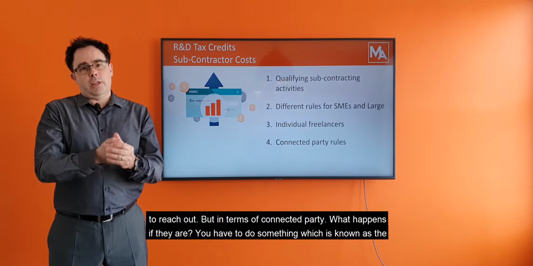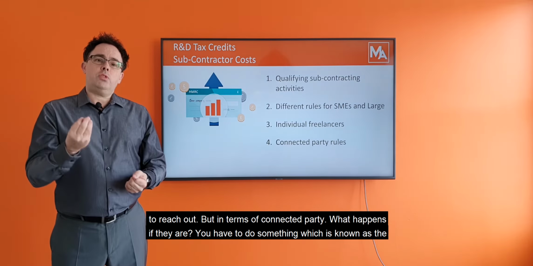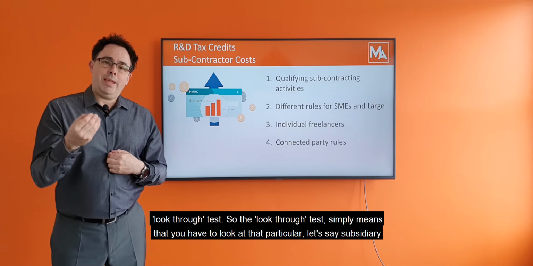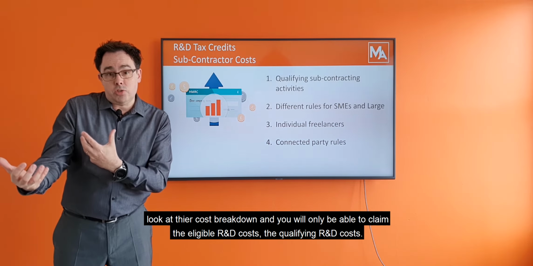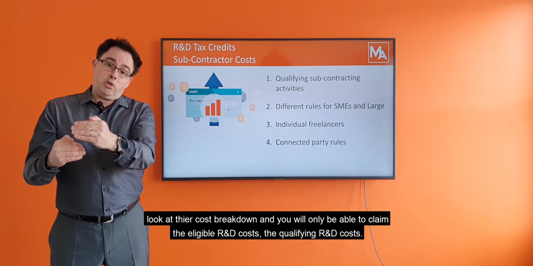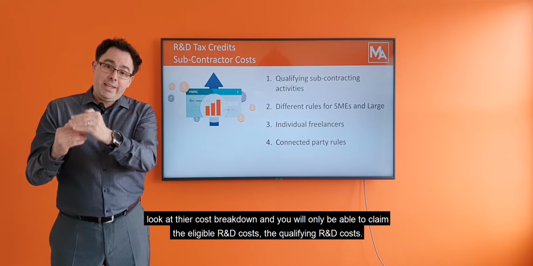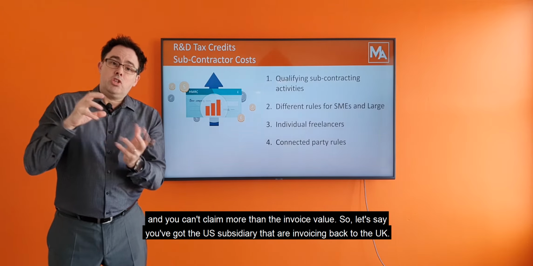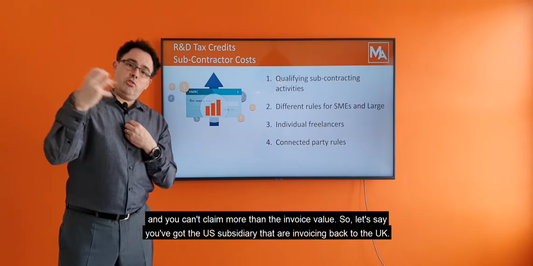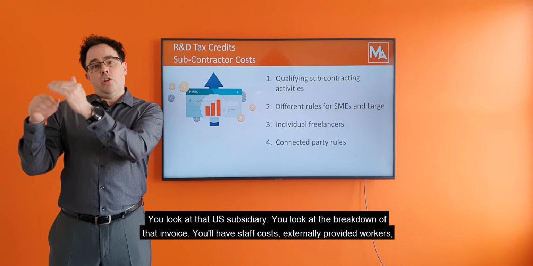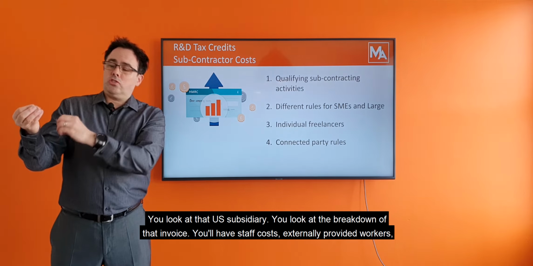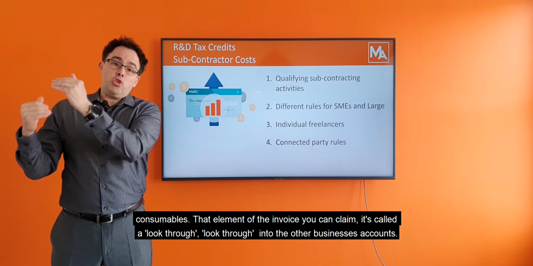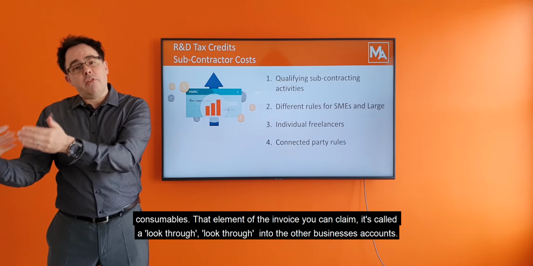But in terms of connected party, what happens then if they are? You have to do something which is known as the look-through test. So the look-through test simply means that you have to look at that particular, say it's a subsidiary, look at their cost breakdown, and you will only be able to claim the eligible R&D cost, the qualifying R&D cost. So that invoice, and you can't claim more than the invoice value. So let's say you've got a US subsidiary that are invoicing back to the UK. You look at that US subsidiary, you look at the breakdown of that invoice, you'll have staff costs, externally provided workers, consumables. That element of the invoice you can claim. It's called a look-through. Look through to the other business's accounts.